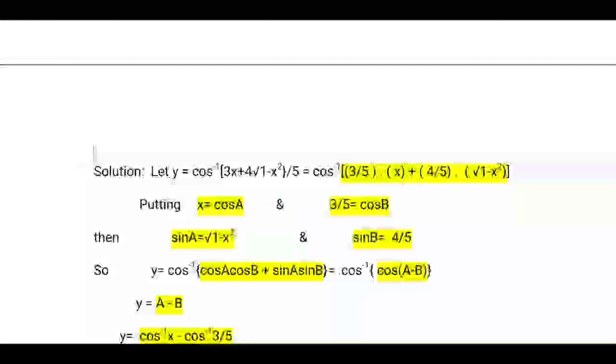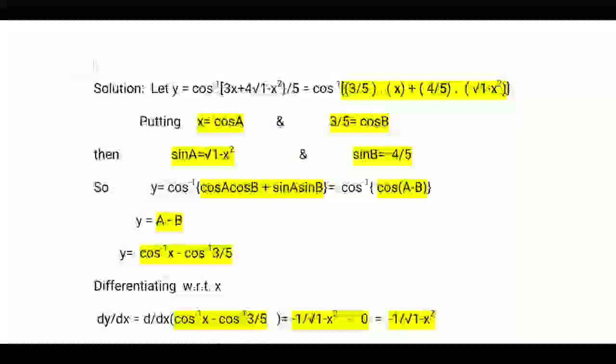If x is equal to cos A, then if we draw a triangle, right triangle, in which base is x and hypotenuse is 1, then we get perpendicular is equal to under root 1 minus x square. Thus we get sin A is equal to perpendicular upon hypotenuse, that is root of 1 minus x square upon 1, that is equal to root of 1 minus x square. Similarly, if 3 upon 5 is cos B, that means base is 3 and hypotenuse is 5, we can easily get perpendicular is 4, so sin B will be 4 upon 5.